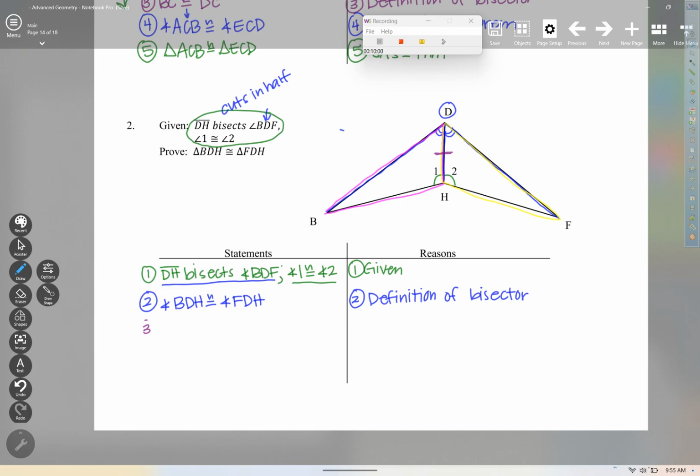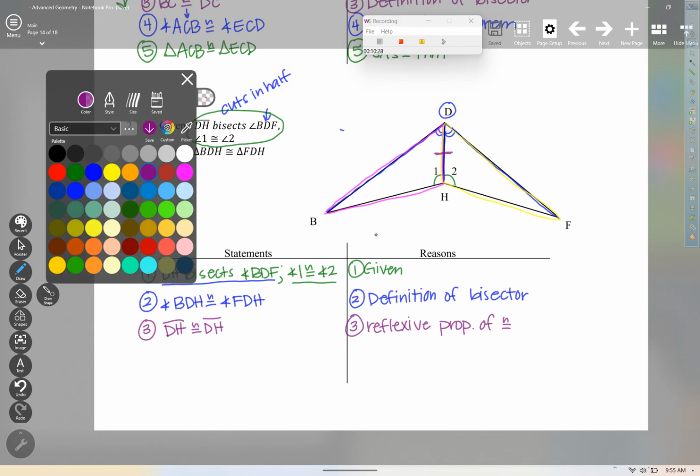And that is because of reflexive property of congruence. And that may be a new one for us. I don't know if we've went over reflexive before. But reflexive just means when something equals itself. And remember, they are going to be on the list of your reasons that you get for your cheat sheet for your test. Okay?